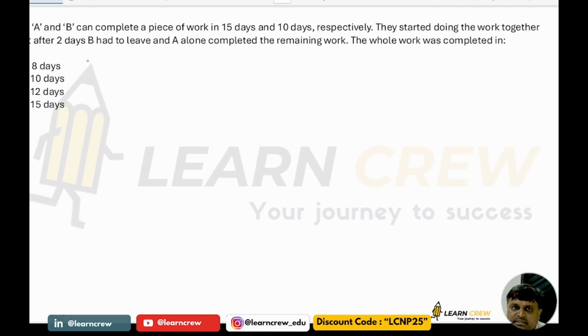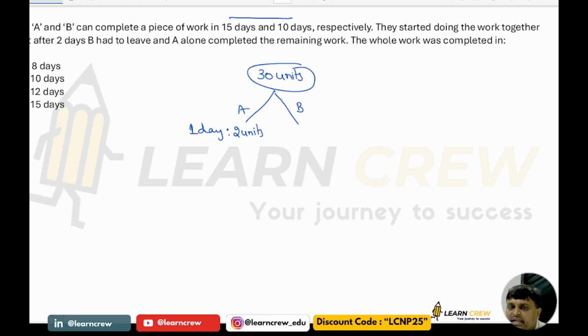Now next, question number 18. A and B can complete a piece of work in 15 days and 10 days respectively. They started doing the work together, but after 2 days, B had to leave and A alone completed the remaining work. So 15 and 10, LCM is 30. So I am taking the total work as the LCM, 30 units. So in 1 day, how much can A do? In 1 day, how much can B do? In 15 days, A can do 30. In 1 day, A can do 2 units. In 10 days, B can do 30. In 1 day, B can do 3 units.